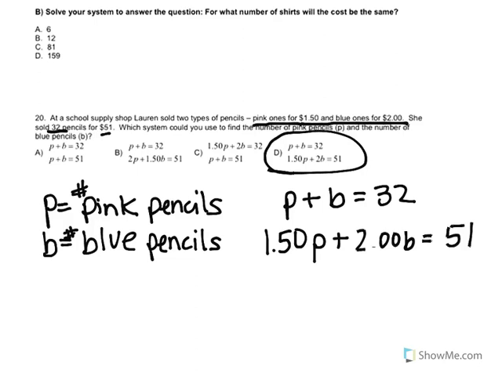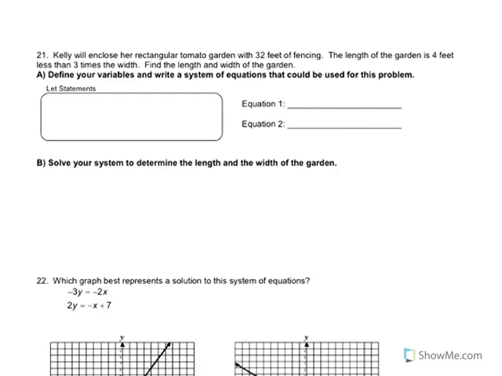And let's see why. If P is pink pencils and B is blue pencils, and they sold 32 pencils total, then P plus B equals 32. And then the pink ones cost $1.50, the blue ones cost $2, and they spent $51. So $1.50 times the pink plus $2 times the blue equals $51. So that's letter D. Okay, so number 21. Kelly will enclose her rectangular tomato garden with 32 feet of fencing.